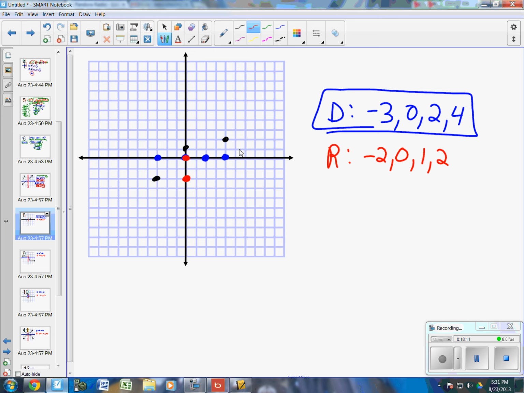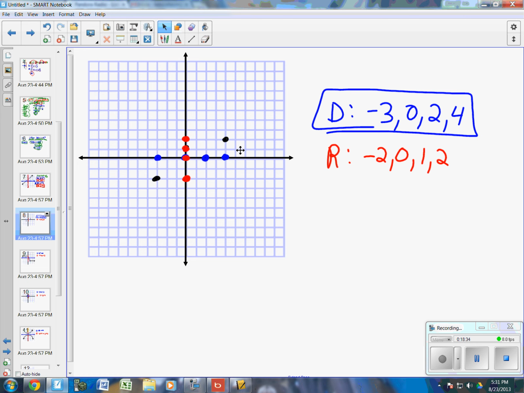Then this one right here is at (0, 1), so I color that one in, and the point (4, 2) has y number 2, so I color that one in. So my domain is -3, 0, 2, 4. My range is -2, 0, 1, and 2. And that's how you would do problem number 2.